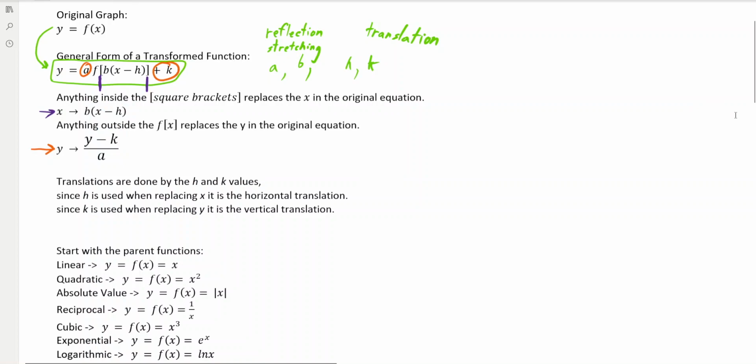So translations are done by the h and k values, which I already said. Since h is used when replacing x, it is the horizontal translation, so you'll notice that it's used with x. And since k is used with y, it is the vertical translation.